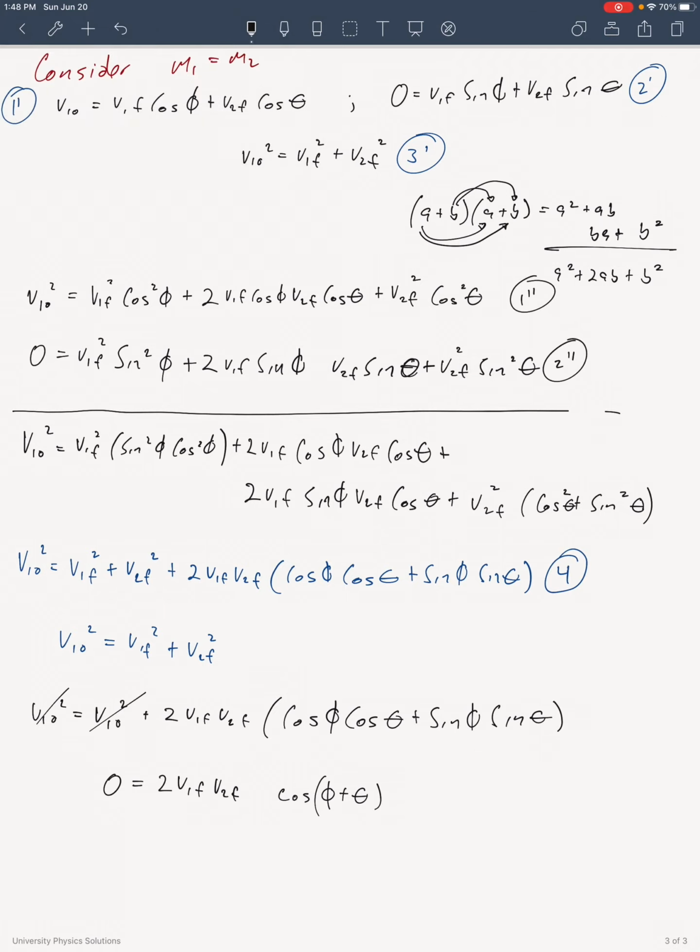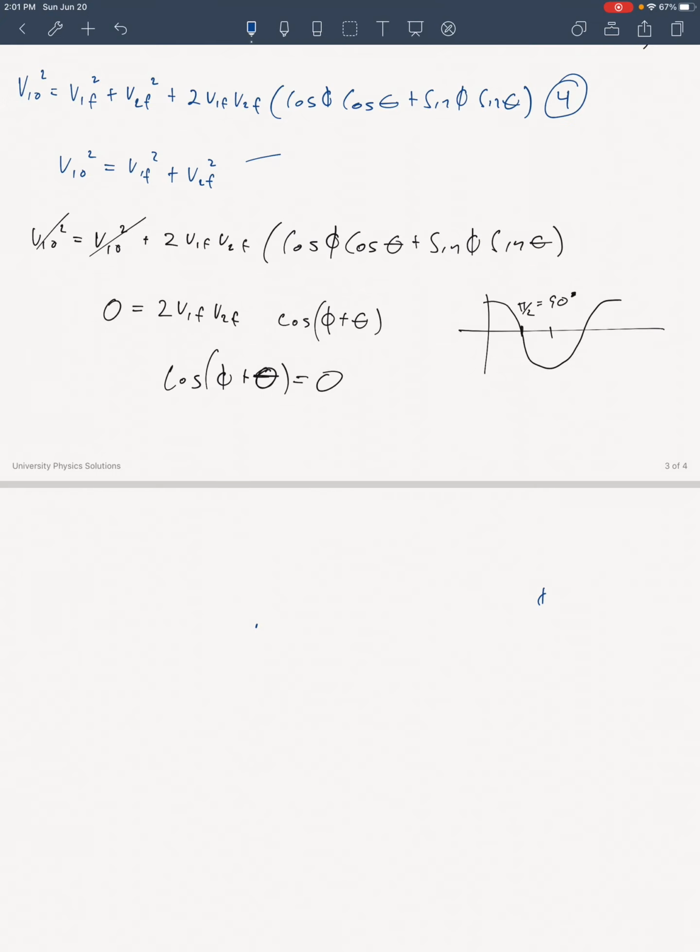So then what you have is that cosine of phi plus theta has to be equal to 0. And if you remember the graph of cosine, it'll look something like this. It's 0 for pi over 2, which is also 90 degrees. And so our result is that for the cases where masses are the same, we always have that the scattering angle of one mass plus the scattering angle of the other mass is going to be 90 degrees.